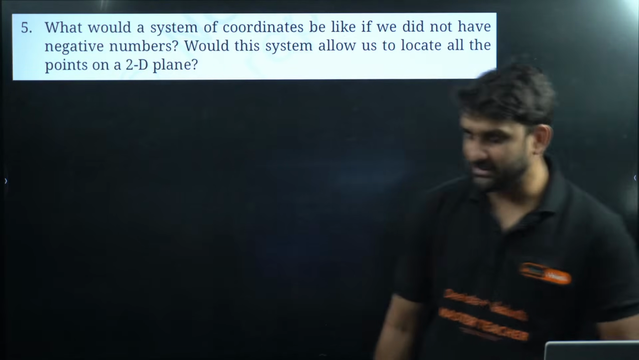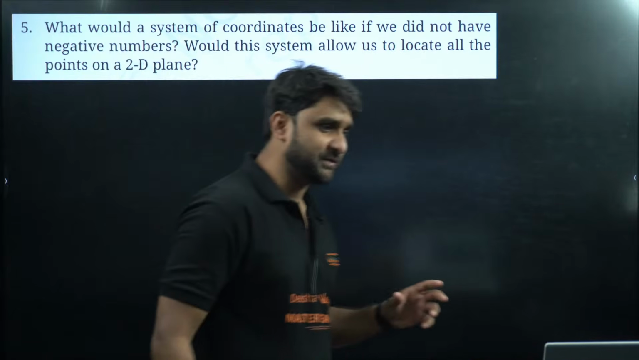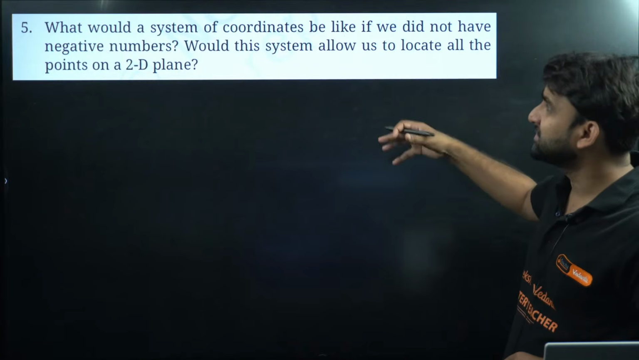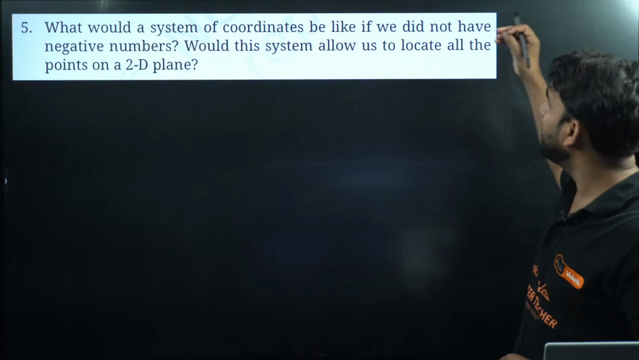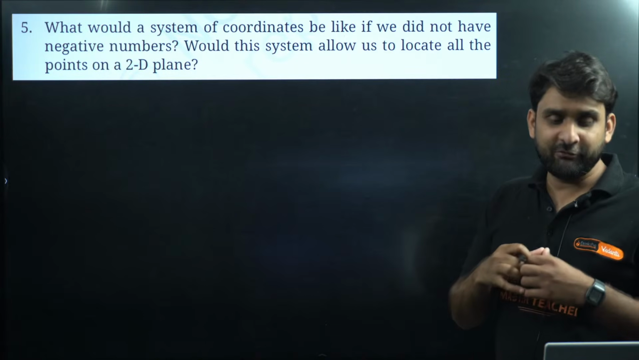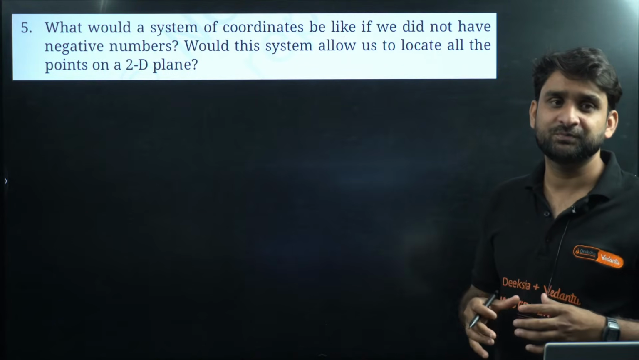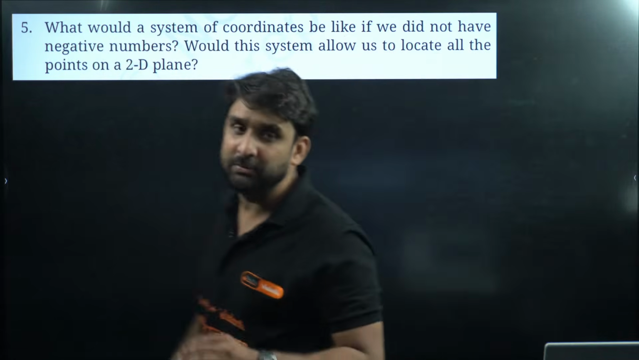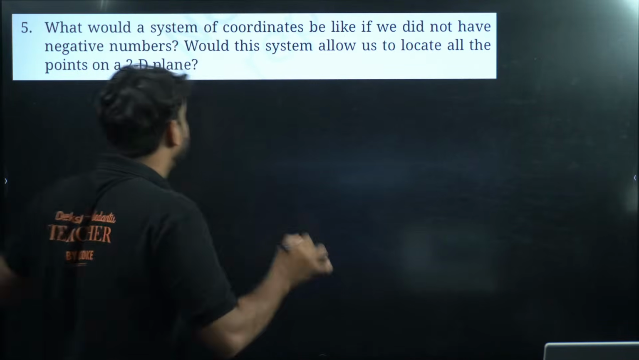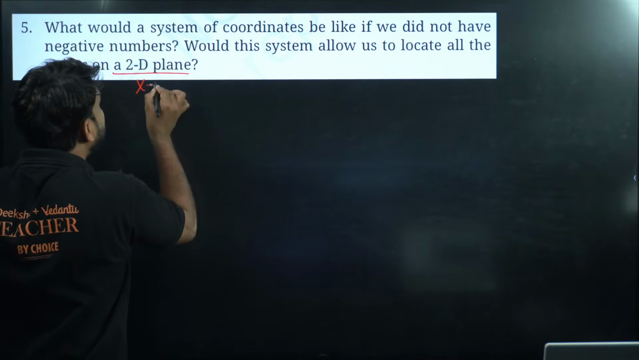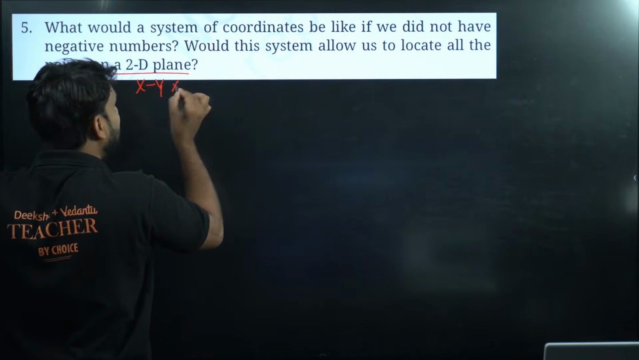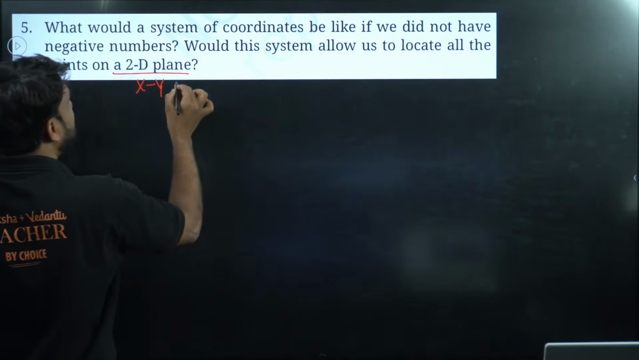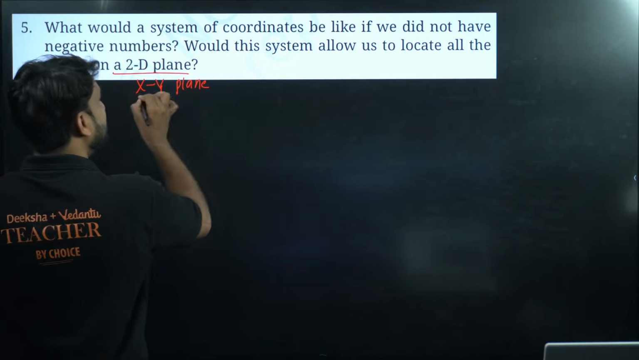Anyone? Let me clear the question for you first. The question is asking, what would a system of coordinates be like if we did not have negative numbers? If we do not have any negative numbers, would this system allow us to locate all the points on a 2D plane? Please listen, what is called a 2D plane? The plane which is made up of the x-axis and y-axis, this xy plane is called a 2D plane. The plane in which only the xy axes come up. This is called a 2D plane.